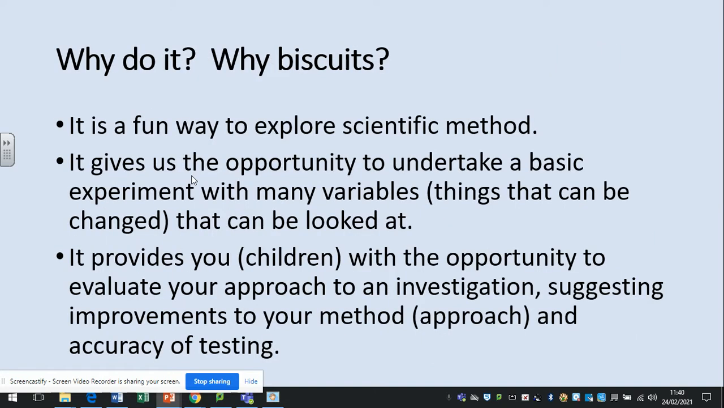So why do it? Why biscuits? Well, to be honest with you, it's a fun way to explore the scientific method. It gives us the opportunity to understand the basic experiment and to look at variables, so things that can be changed and that can be looked at. It provides you, that's the children, with the opportunity to evaluate your approach to an investigation, suggesting improvements to your method, that's your approach, and the accuracy of your testing.